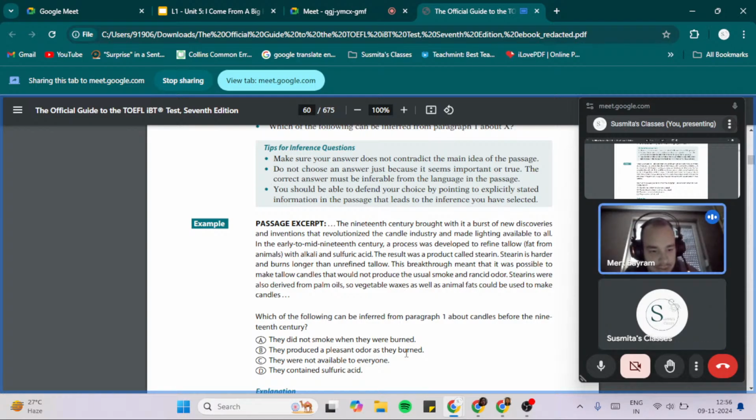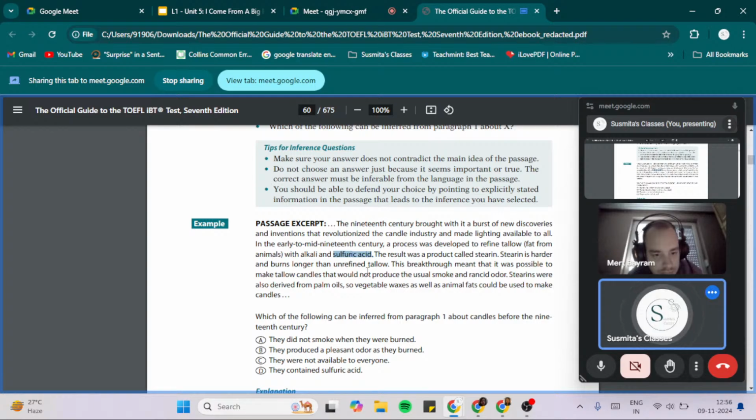I think it's D. They contain sulfuric acid. Now you'll have to tell me where it is mentioned. You can find the sulfuric acid over here, but again, it is mentioned directly, right? A process was developed to refine tallow fat from animals with alkali and sulfuric acid.